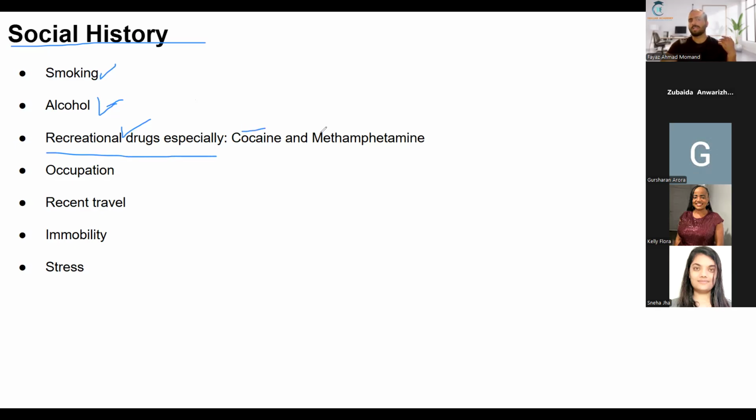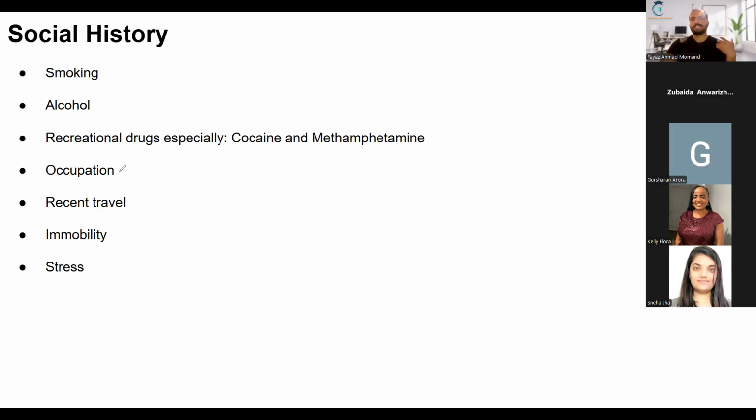Recreational drugs: cocaine and amphetamine. These two are very important to cover because cocaine can cause vasospastic angina. It causes the spasm of coronaries. Amphetamines can increase myocardial demand and cause demand ischemia, or type 2 ischemia, which is when the myocardium's blood flow is not restricted, but the demand is so high that the blood supply is not enough for it.